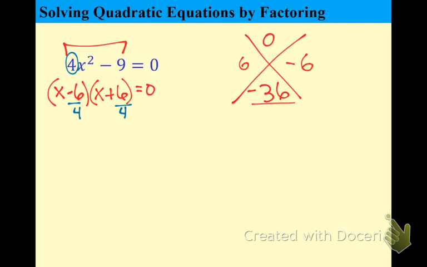Now here's where we pause. Does 4 go evenly into 6? No. But does it reduce? Yes. What does 6 over 4 reduce to? 6 over 4 reduces to 3 over 2.